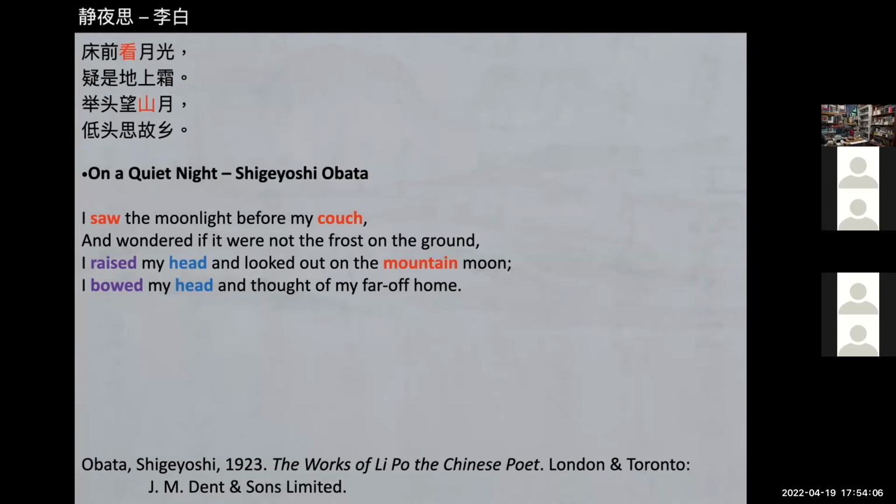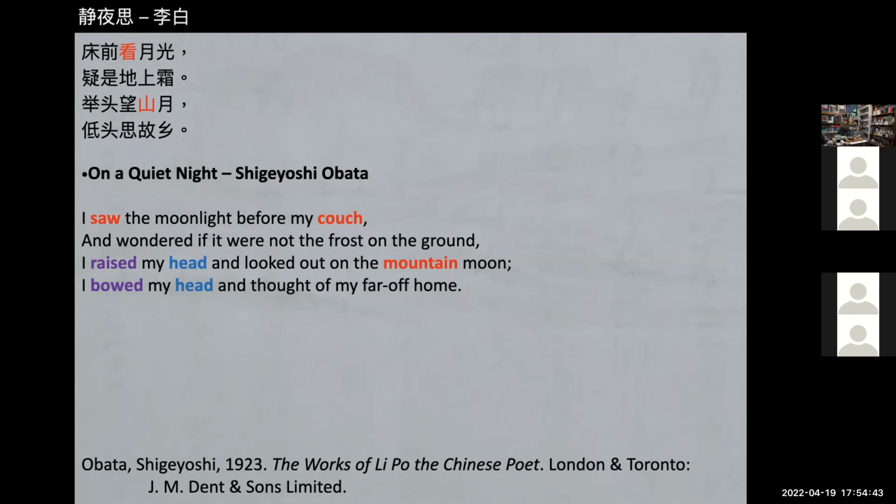So of course the Chinese poem has this parallel, Qi Tou and Di Tou, in meanings. This is antithesis, the opposite meanings, but the lines have parallelism. Qi Tou and Di Tou, this is parallelism. So in English also, Obata tried to keep this parallelism. I raised my head, I bowed my head. This parallelism, he tried to keep it.